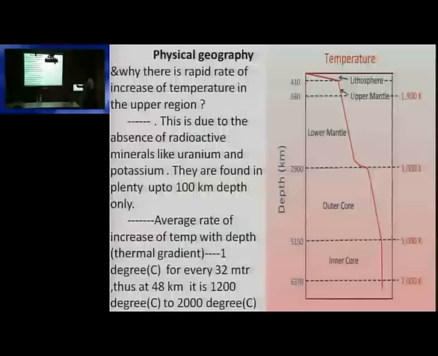So uranium, the radioactive substances, are found not below 100 kilometers. It is 100 kilometer depth. So when the source of the heat is completely removed, do you think there will be heat? No. The answer is very simple. So the rapid rise in temperature in the upper part is due to the presence of radioactive substances.